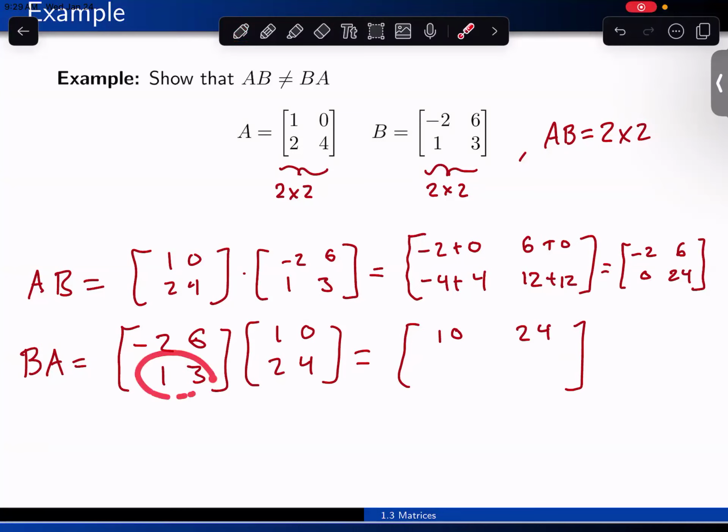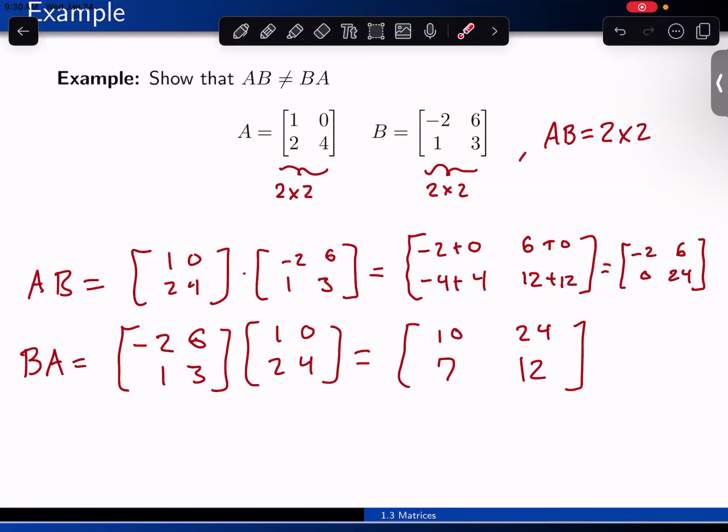This next entry is going to be 1, 3 dotted with 1, 2. So that's going to be 1 plus 6, which is equal to 7. And then the last entry is going to be 1, 3 dotted with 0, 4. So it's going to be 0 plus 12, which is equal to 12.